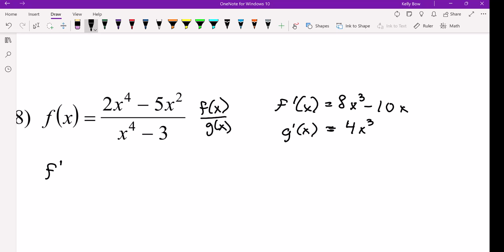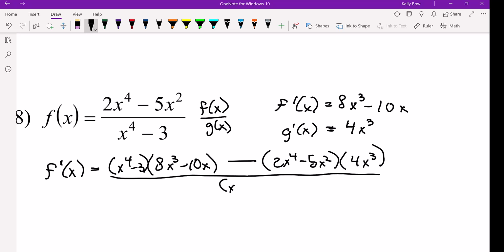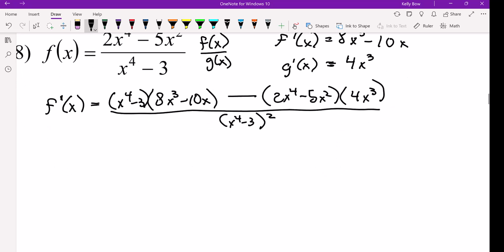So now instead of dy, I'm going to put f prime of x is the g function times the derivative of the f function, subtract the f function times the derivative of the g function. And all of that is over the g function squared. So let's see what we got.